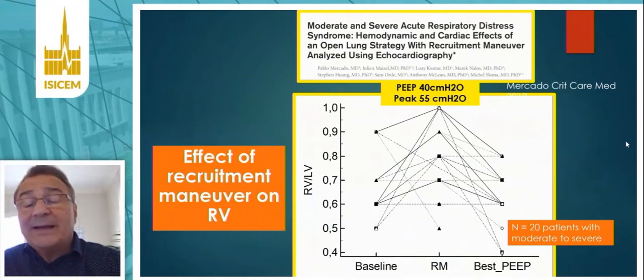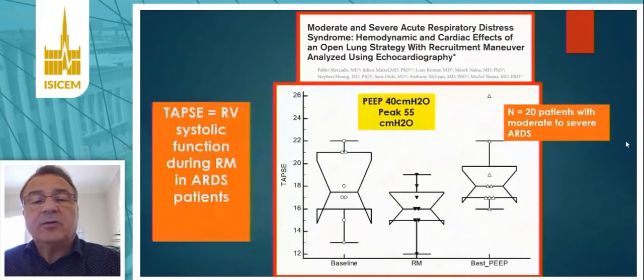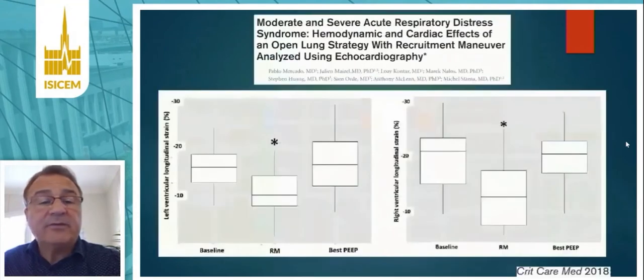So when you apply a very high pressure, you should open the lung before, so as not to have any hemodynamic impairment. And another example, in 20 patients with the assessment of the TAPSE, which is a surrogate of the systolic function of the right ventricle, you see again that the recruitment maneuver dramatically decreases the systolic function of the right ventricle. But after applying a high PEEP after the recruitment maneuver, look at that, we have the same TAPSE as previously, but with a much higher PEEP than at the baseline.